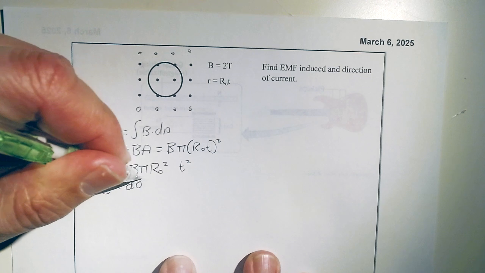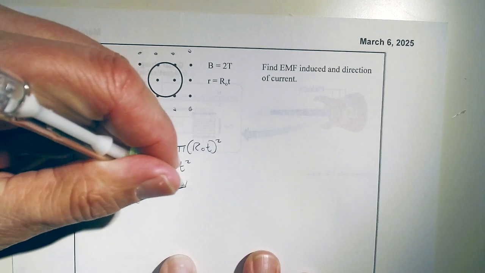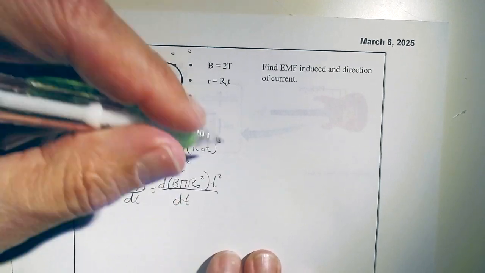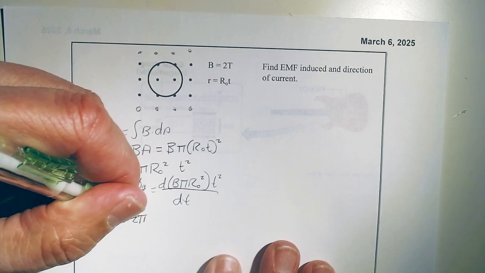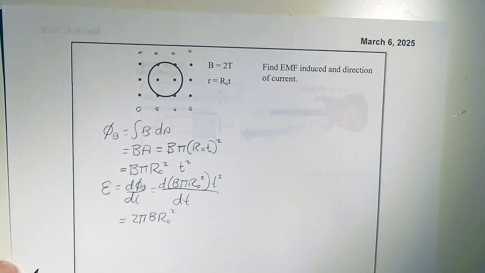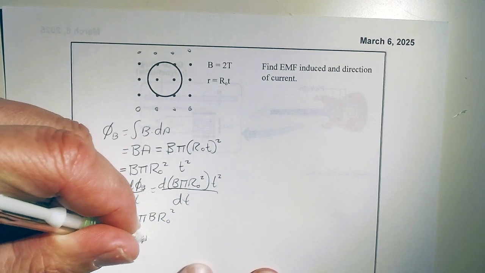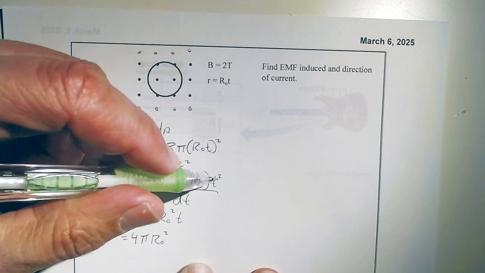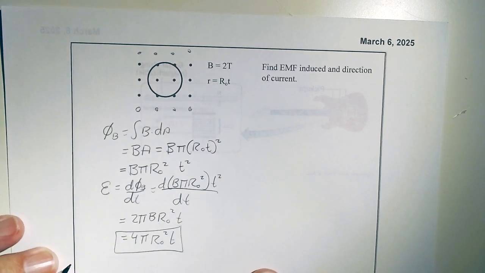EMF is d phi dt, and so it's d of B pi R0 squared t squared dt, and d of t squared dt is 2t, so you end up with 2. I'll put the pi out front. B R0 squared, and that should be okay, and 2 Tesla. So this ends up being 4 pi R0 squared. Oh, I forgot my t, because remember this was 2t. I put the 2 out front, but there's my t. And there is my EMF.